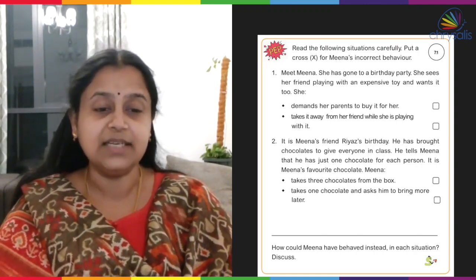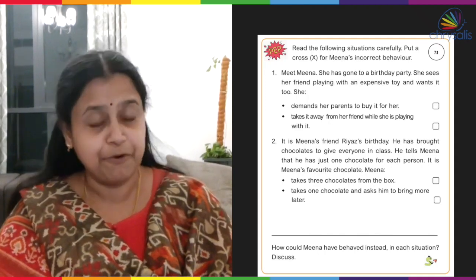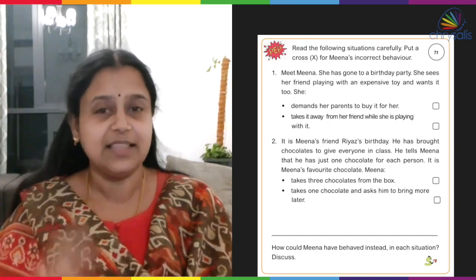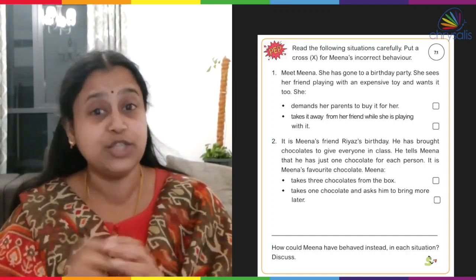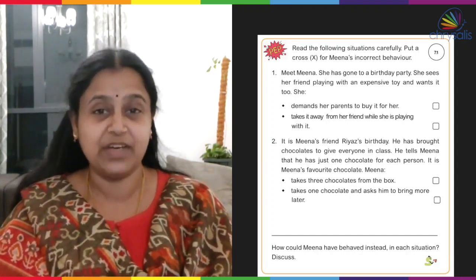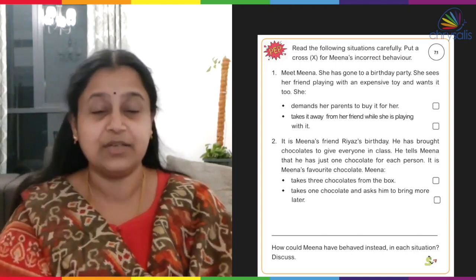She demands her parents to buy it for her. The same toy she is demanding from her parents. The second option, takes it away from her friend while she is playing with it. Which is the right behavior? If it is wrong according to you, put a cross.